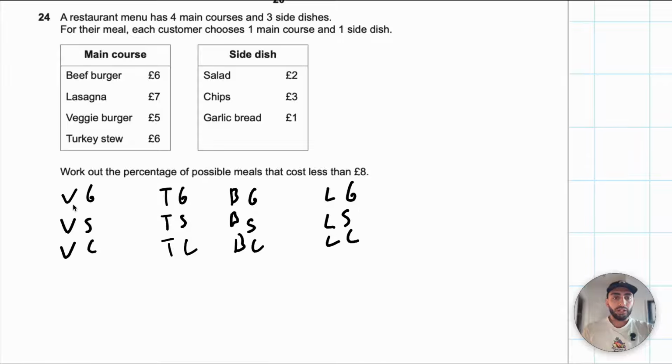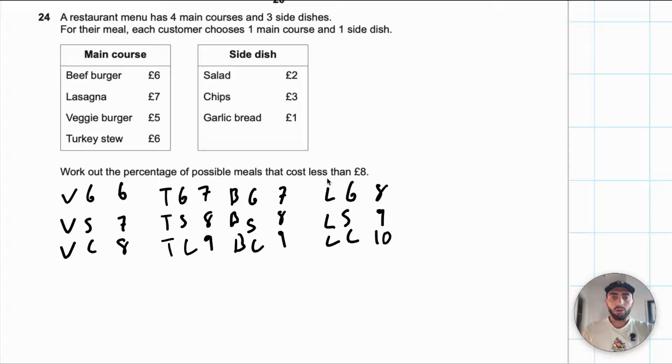Now I need to work out the value of those. So that'd be £5 plus £1, that'd be 6. 5 add 2 is 7. 5 add 3 is 8. Turkey is 6. 6 add 1 is 7. 8 and 9. Beef is 6, so it'd be the same as that one. 7, 8 and 9. And lasagna is 7, so it'd be 8, 9 and 10.